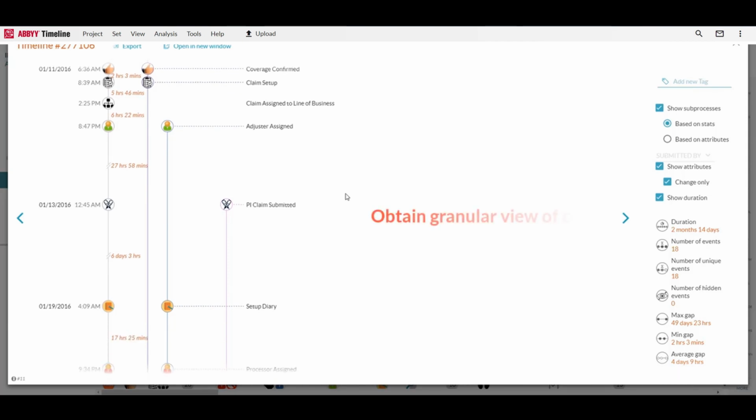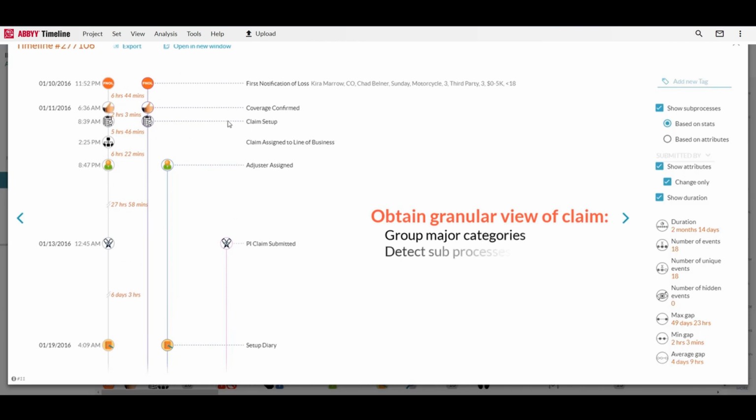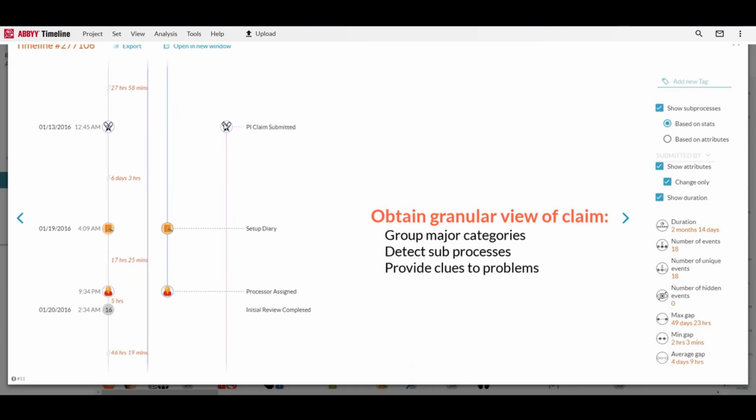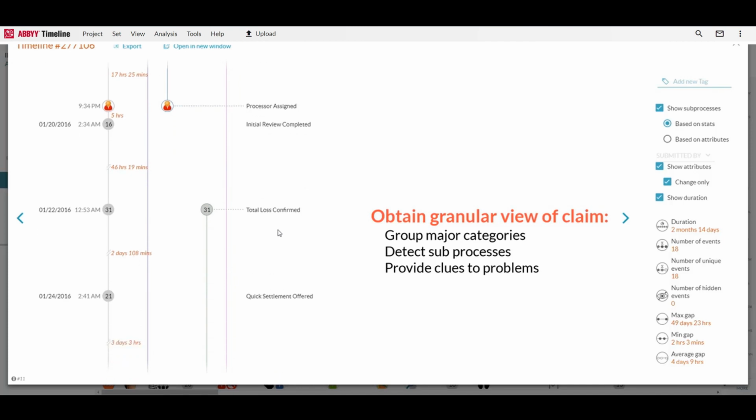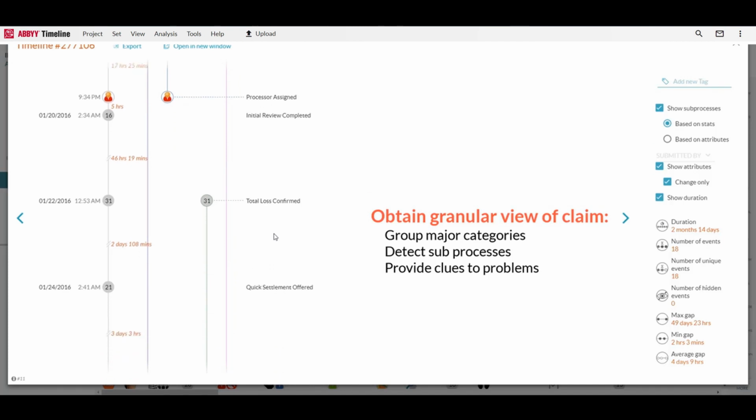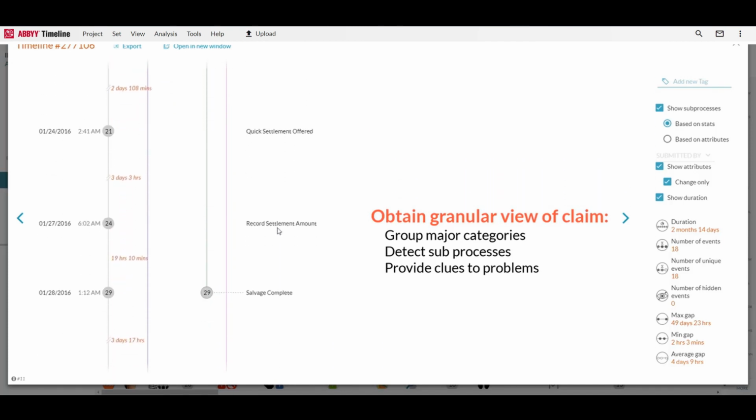out together. So for example, every claim should expect to have a first notice of loss event along with a coverage confirmation and a fraud check, but not every claim is going to have a personal injury claim associated with it, maybe a rental car or total loss with corresponding salvage information. And you can see those broken out here and grouped together as sub-processes.